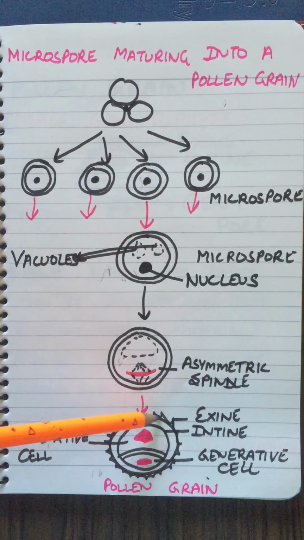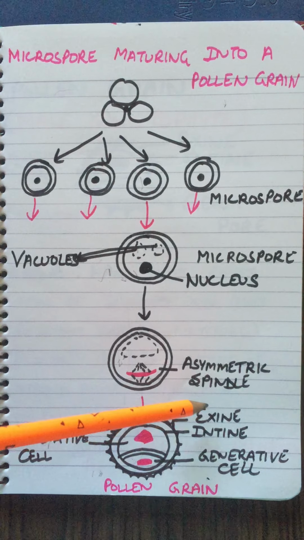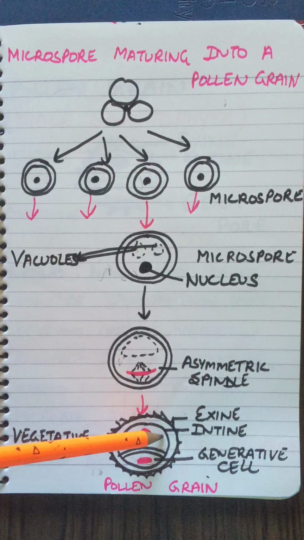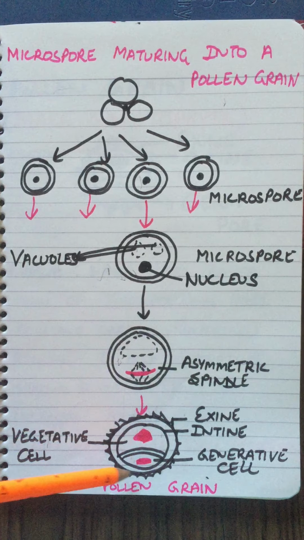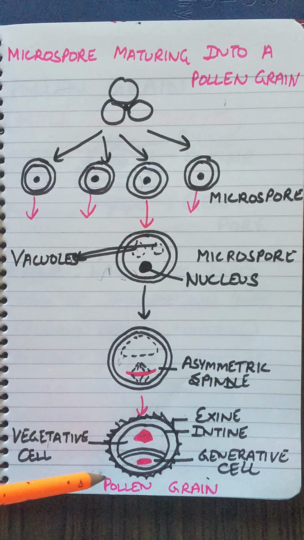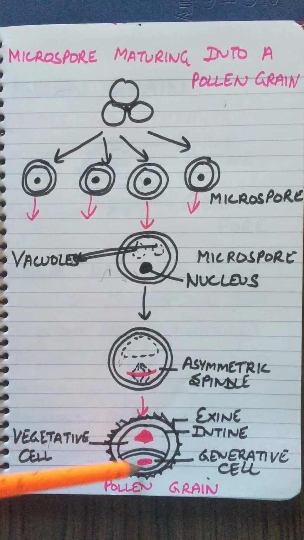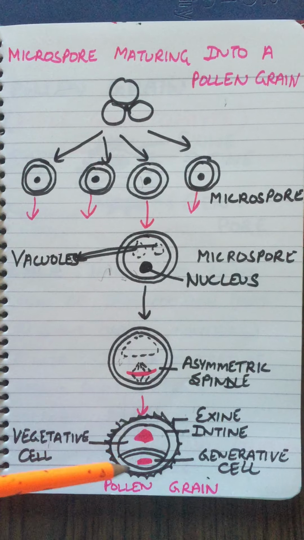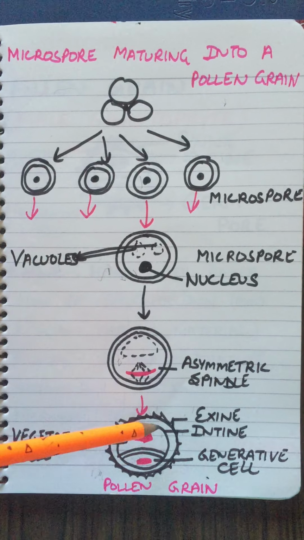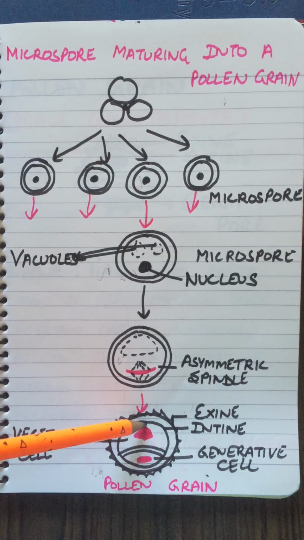And this cell is surrounded by an outer spiny layer called exine, and the inner layer is intine. So this whole structure is now called pollen grain. So pollen grain has 2 wall layers, exine and intine, and it has 2 cells, one smaller generative cell and the other bigger one called vegetative cell.